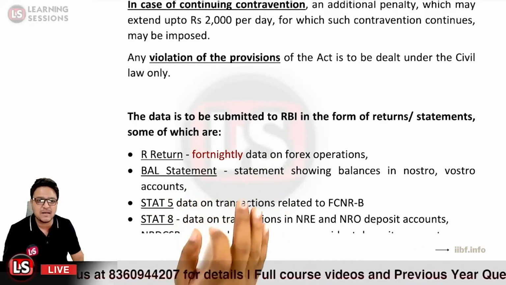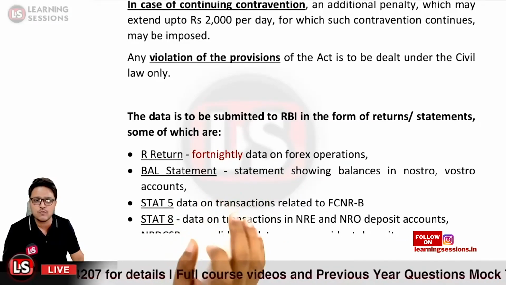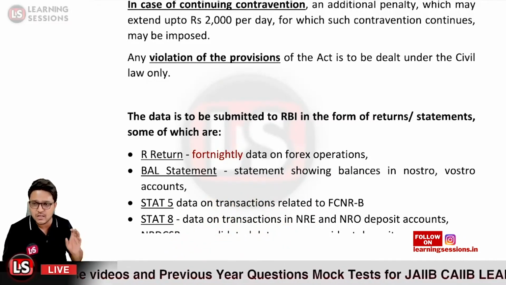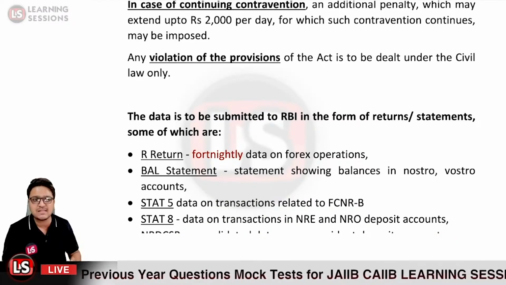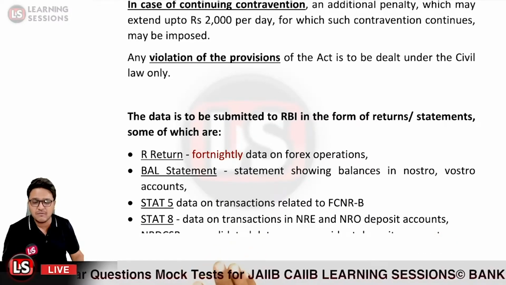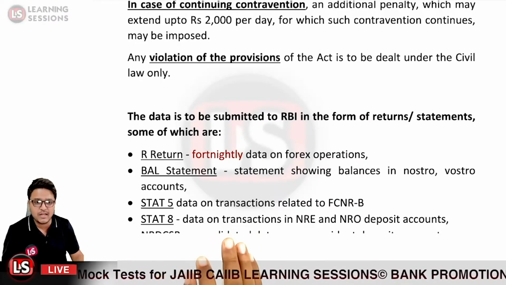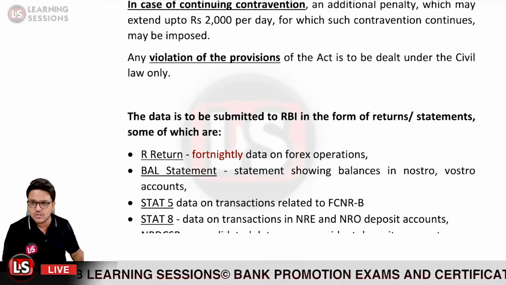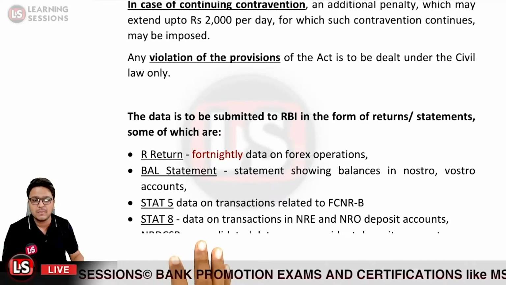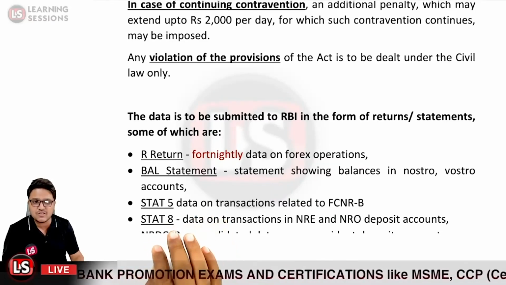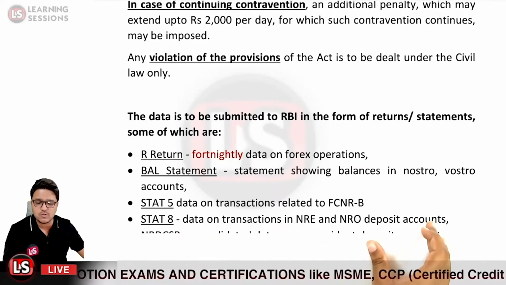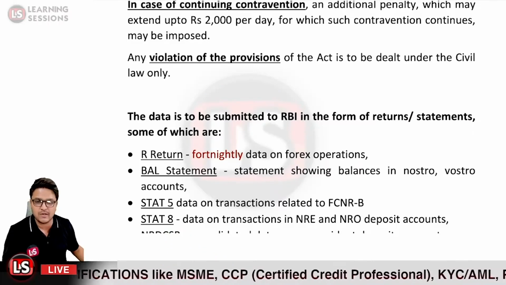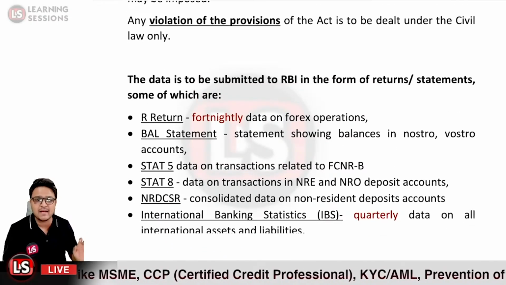Then it is the BAL statement, that is, the balances under the nostro vostro accounts. Whatever balances are there under the nostro vostro accounts are to be reported under the BAL statement. Then it is the Stat 5 statement, in which the data is related to the transactions of the FCNR bank account, that is, foreign currency non-resident bank account. Whatever transactions are related to that would be reported under Stat 5, and the transactions related to NRE and NRO deposit accounts would be reflected in the Stat 8 return, which is submitted to the Reserve Bank of India.